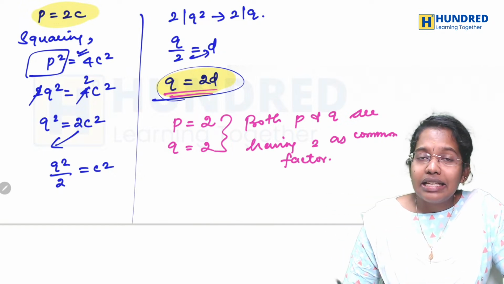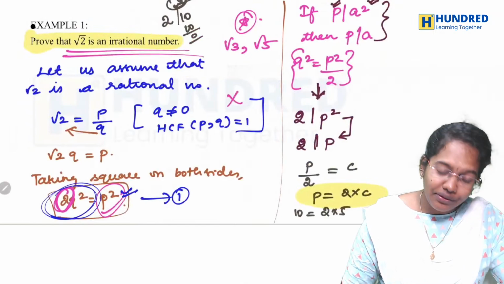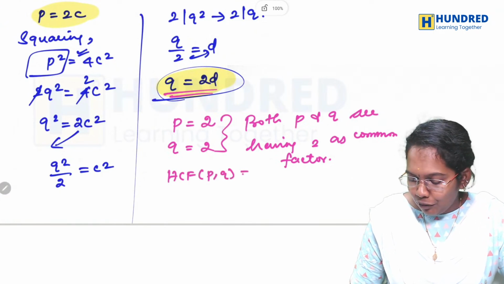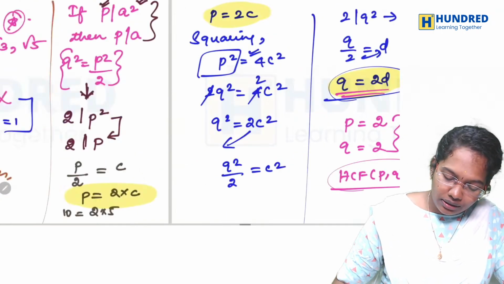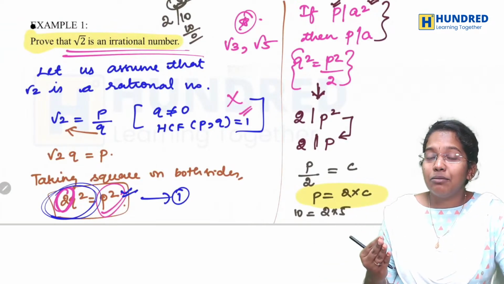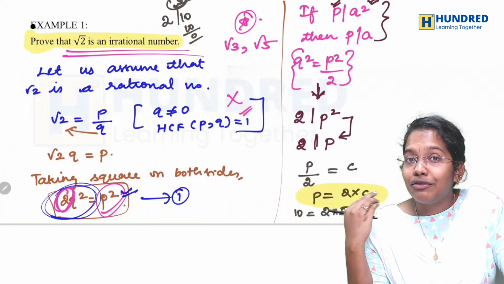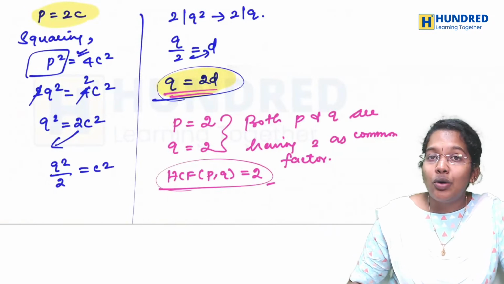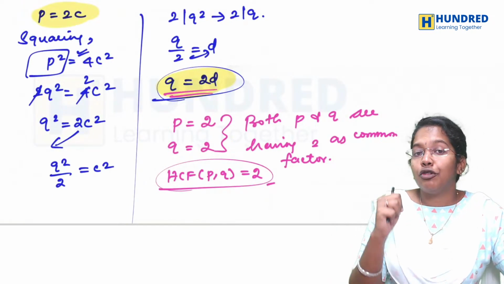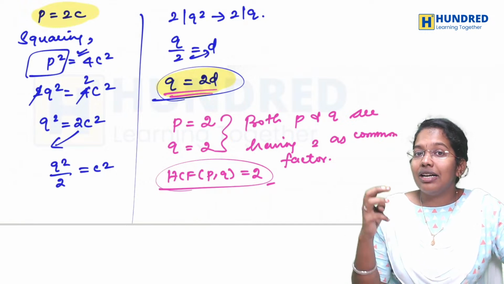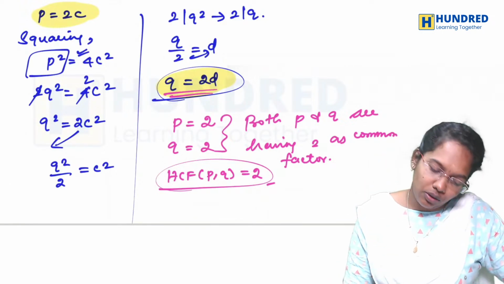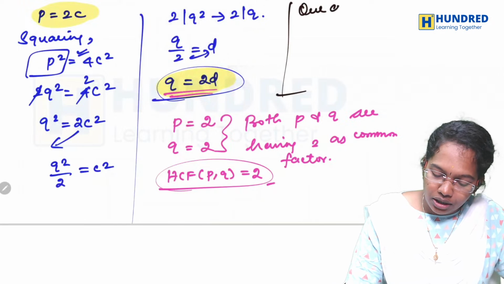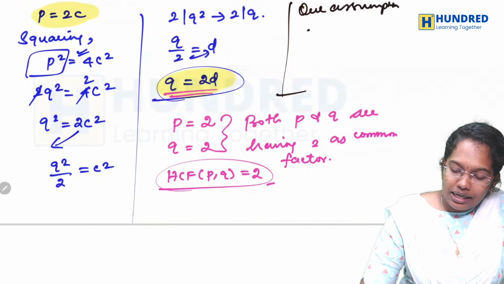Yes. So if this is the case, then this condition will not be satisfied, right? Then here the HCF of p and q will be 2 and not 1. So here our assumption is that the given number is a rational number. According to the definition of a rational number, the HCF of p and q should be only 1, right? But we have found that the HCF of those two numbers is 2. So now we are going to say that our assumption is wrong.